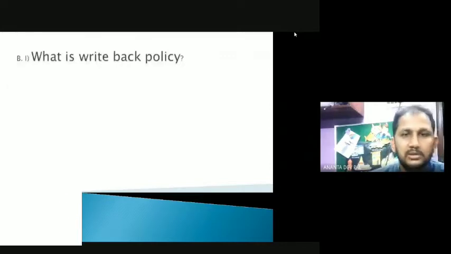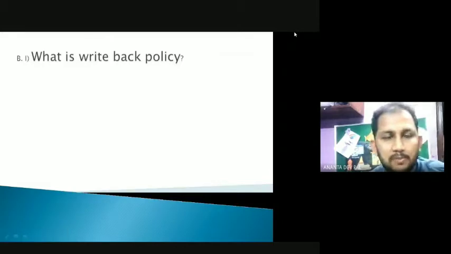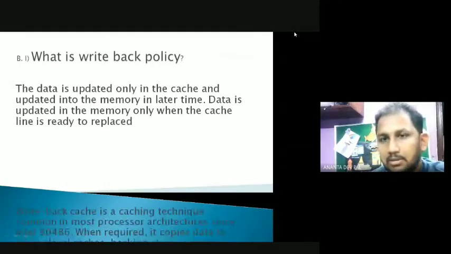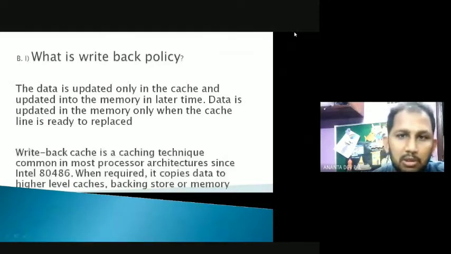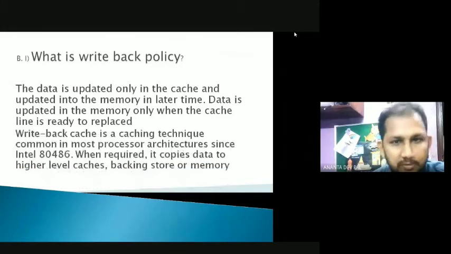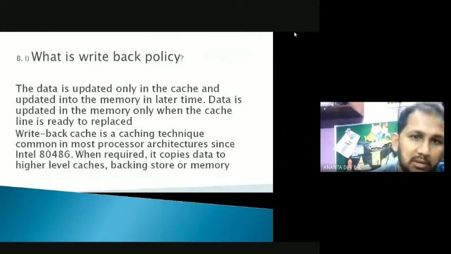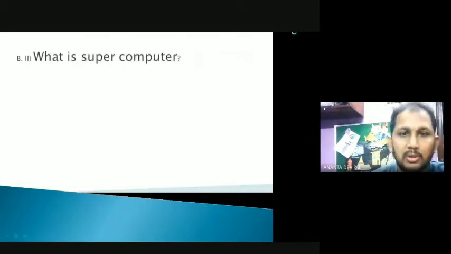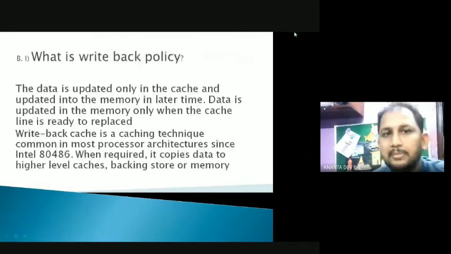What is write-back policy? In write-back, the data is updated only in the cache and updated into the memory at a later time. The data is updated in the memory only when the cache line is ready to be replaced. Write-back is a cache technique common in most microprocessor architectures since Intel 80486. When required, it copies the data to higher level caches, backing store or memory. So write-back means we write to the cache first, then the information is transferred to main memory.